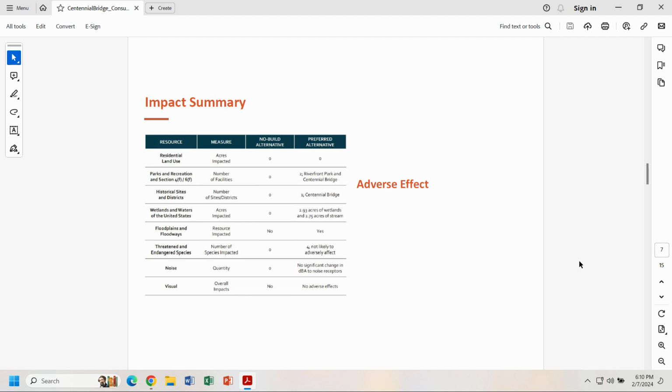So the only historic site that's been identified for impact is the Centennial Bridge. We also took a look at archaeological resources on both sides of the river, and through consultation with both SHPO offices, have determined there's no impact to archaeological resources. So we are down to just the bridge here.